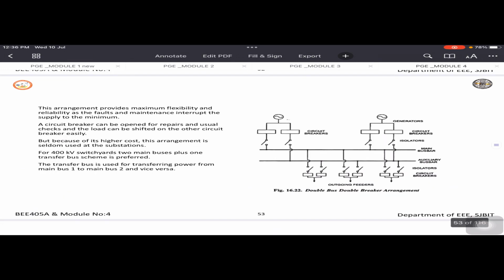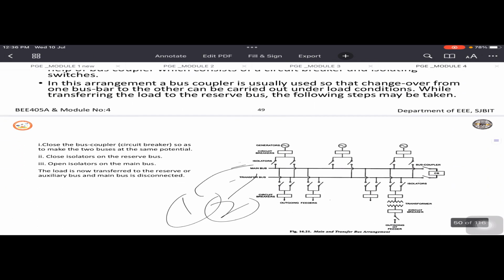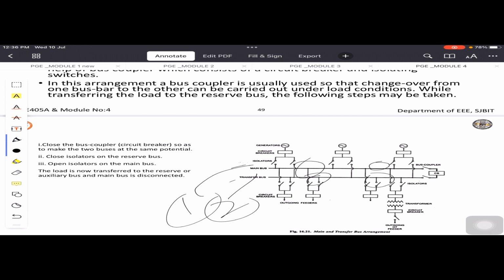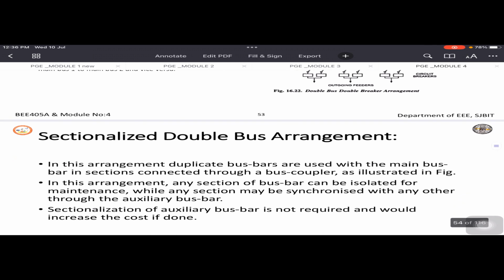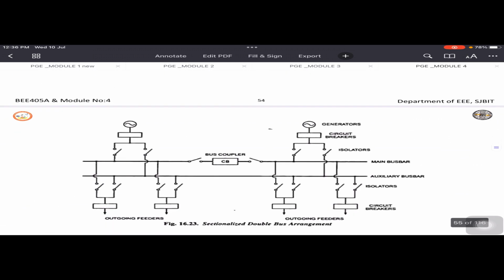Next is the double bus, double breaker arrangement. As the name indicates, here you have two buses and two breakers. Suppose I provide breaker 1 here, breaker 2, again breaker 1, breaker 2; this becomes a double bus bar along with a double breaker arrangement. As in the case of single bus and single breaker arrangement, here it will be double bus and double breaker, which gives us more convenience of working. Next is the sectionalized double bus arrangement, where in the double bus itself we are sectionalizing.